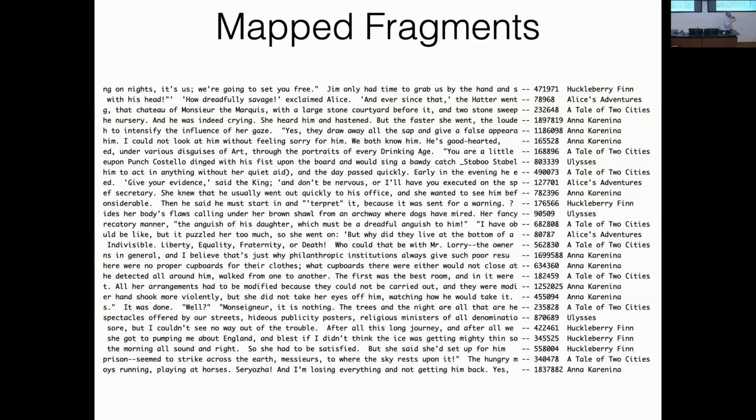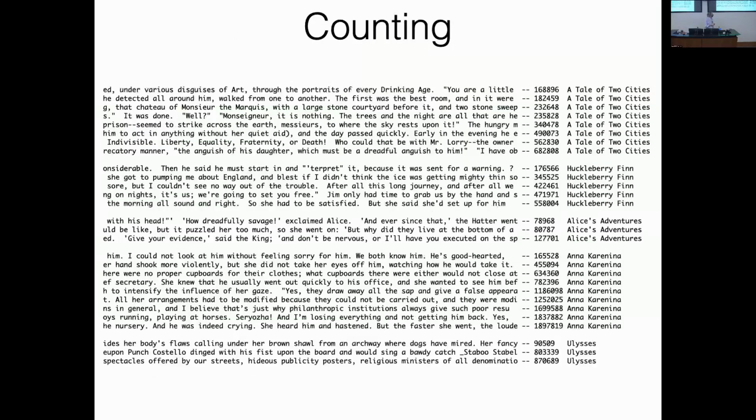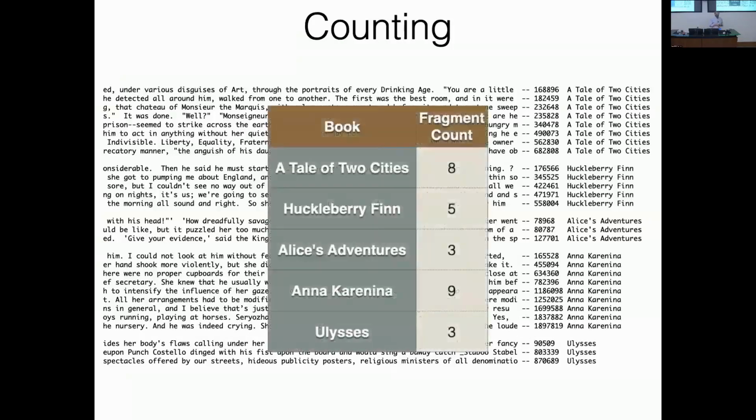Then Alice's Adventures in Wonderland, there's one. We can also, visually, to make it a little bit easier, just sort them by the book that they're in, and then we can look and see, okay, there are 3 from Ulysses, there are 3 from Alice's Adventures in Wonderland, there's 5 from Huckleberry Finn, and too many for me to count from A Tale of Two Cities and Anna Karenina. But ultimately we can take that and put that in a table, right?